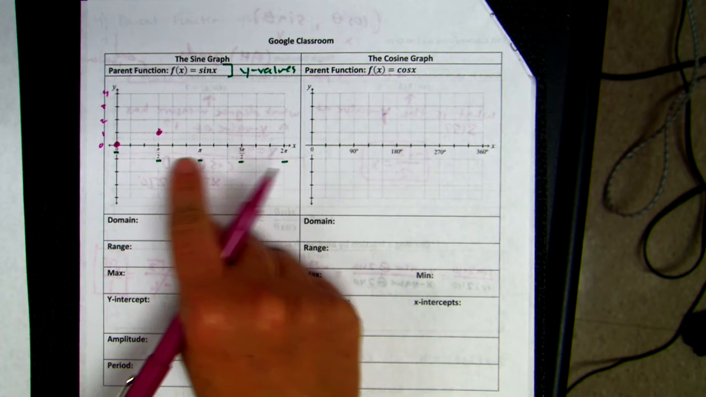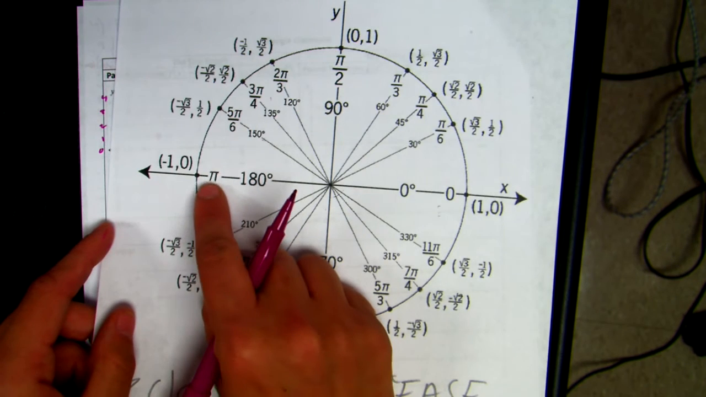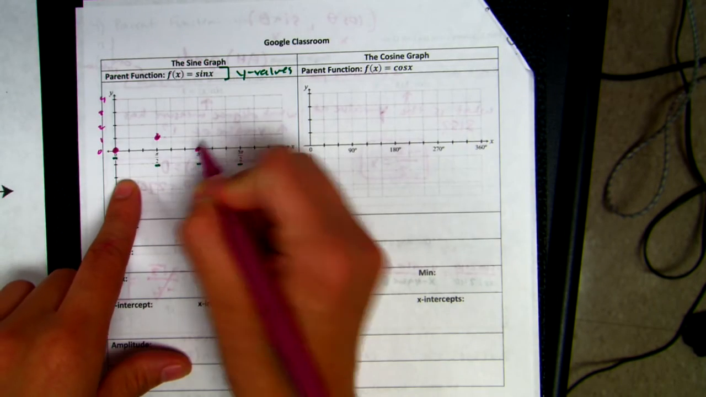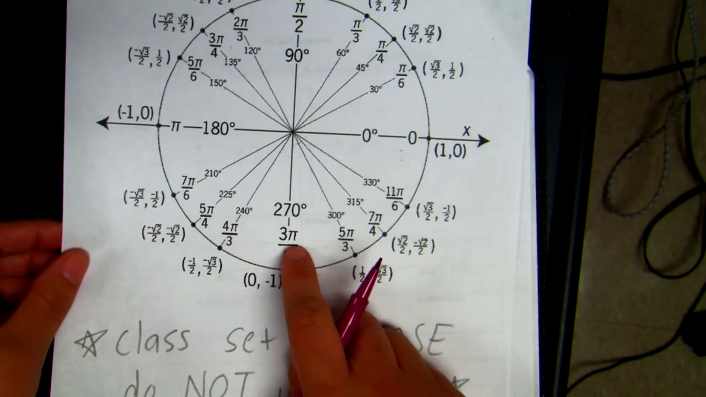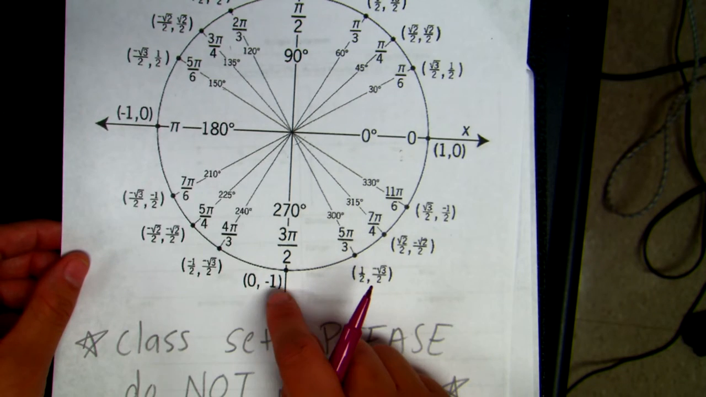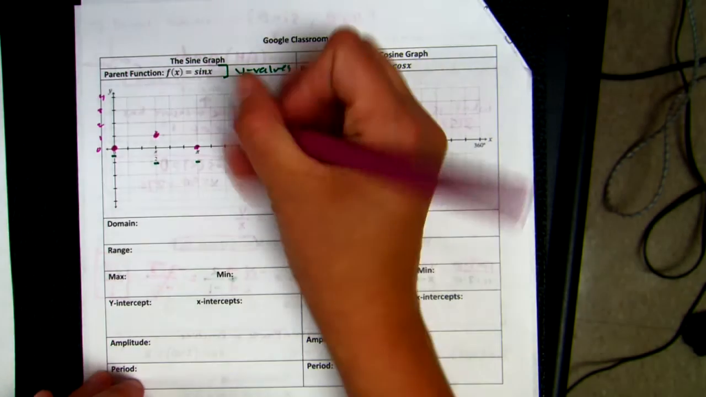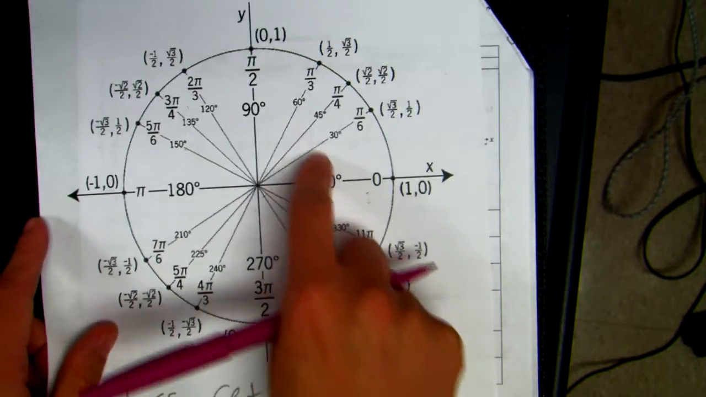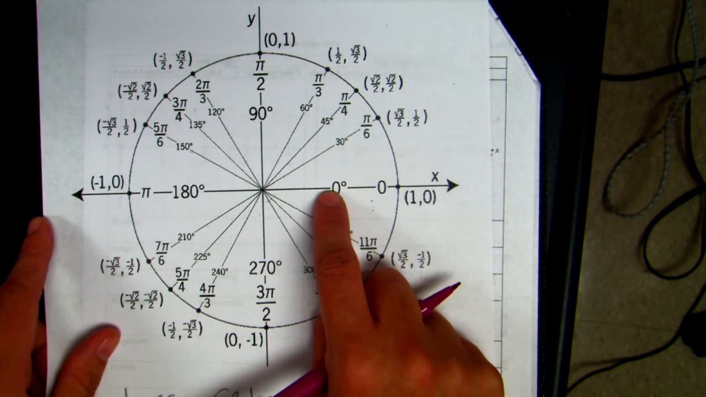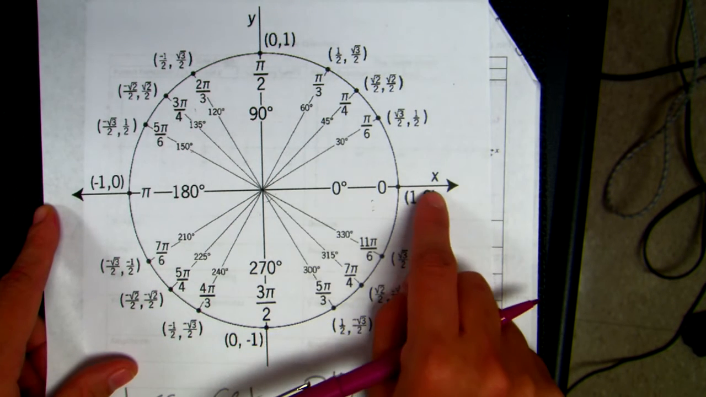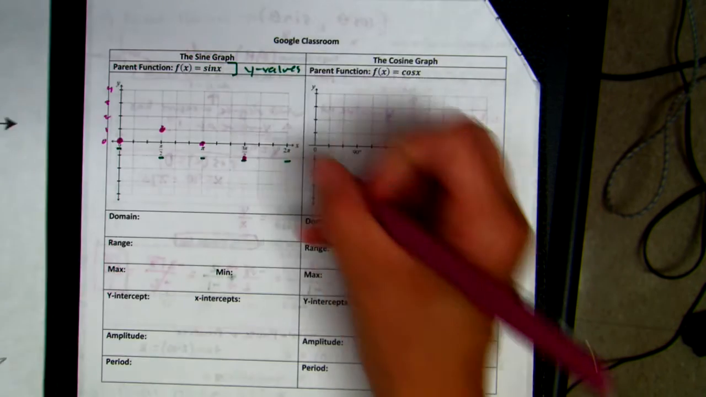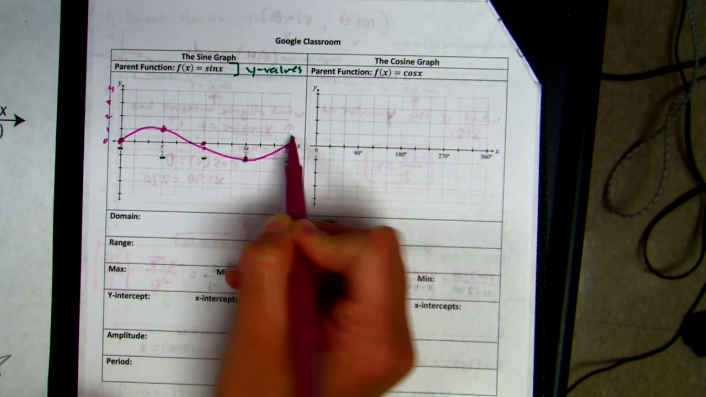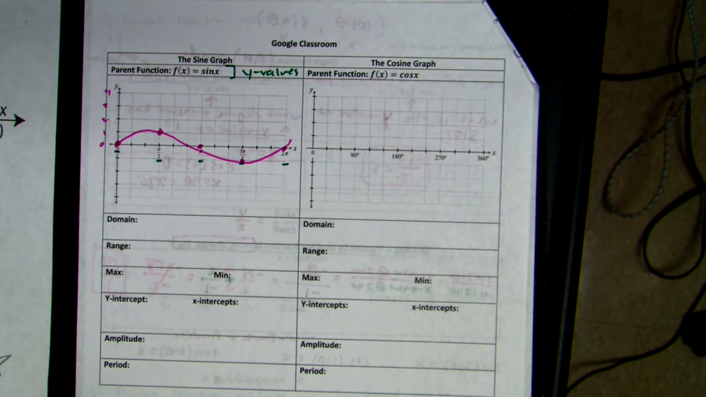Should have written that in before. Okay. Then at pi radians, I go over to pi. At pi radians, my y value is 0. So I plot at pi, 0. At 3 pi over 2 radians, my y value is negative 1. And then at 2 pi radians, that is 1 full rotation around the circle. So at 2 pi radians, my y value is 0. So I'm going to plot that right here and go ahead and connect my points, even though I kind of missed that one. Sorry about that.